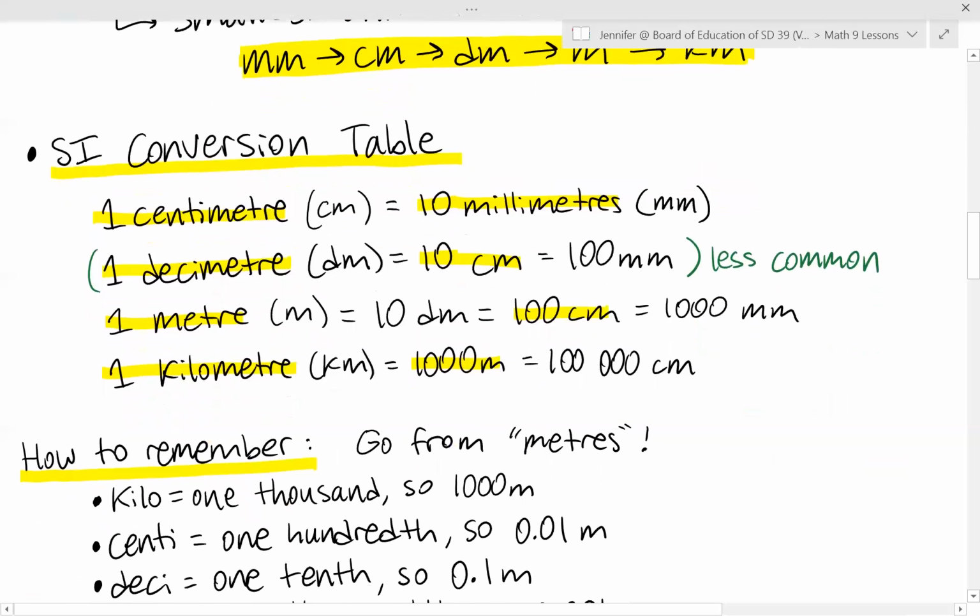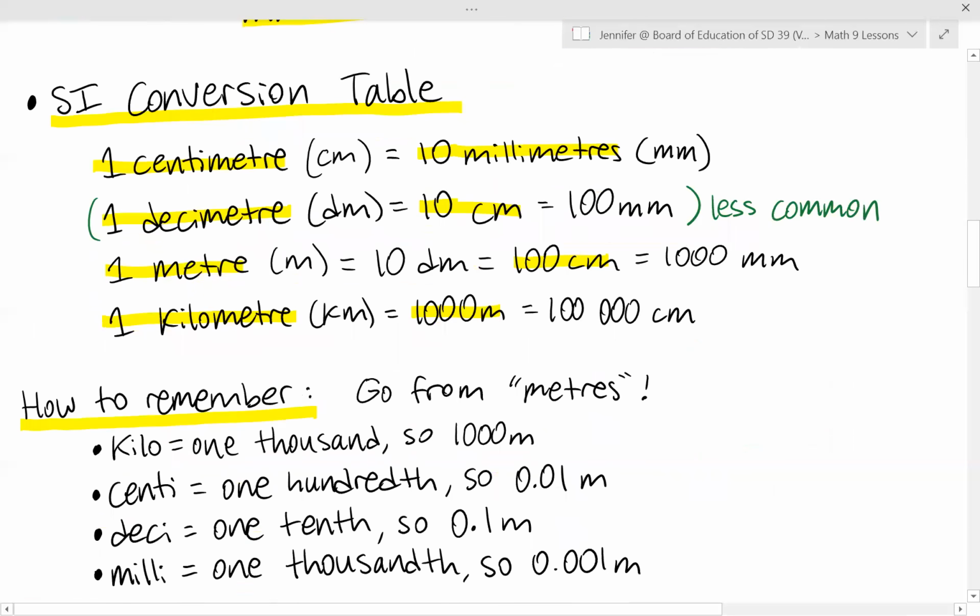If you're going to struggle to remember that, this might be a way to help memorize it. Always start at meters. Always go from meters. So a kilometer, because the word kilo means 1,000, is going to be 1,000 meters. Centi means 100th. And so then that indicates that there are 100 centimeters in 1 meter. In other words, a centimeter is 0.01 meters. And if you move this decimal place over twice, then that would make more sense because we're multiplying by 100.